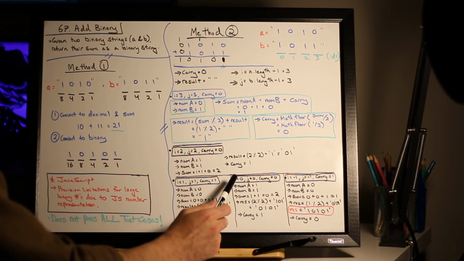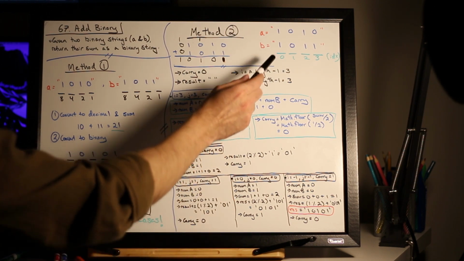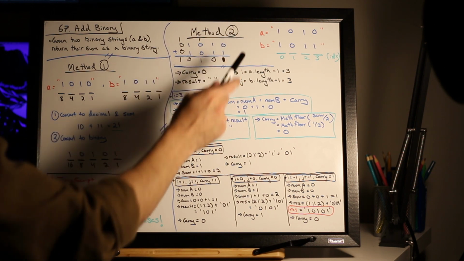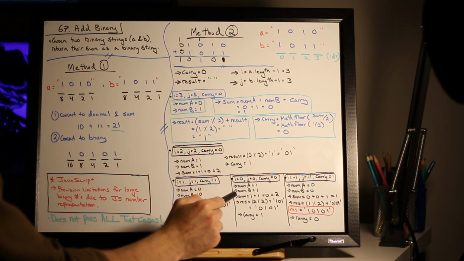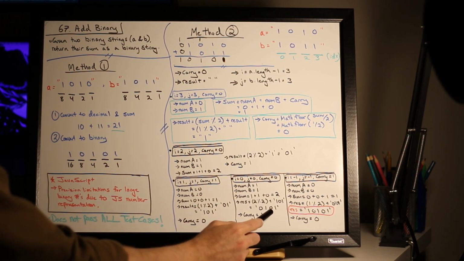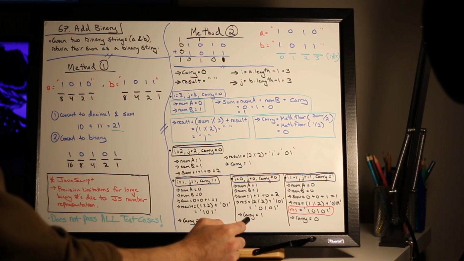Next position, we decrement, so we're at i equals 0, j equals 0, and our carryover is 0. The positions at those indices are 1 for both num A and num B. We take the sum as 1 plus 1 plus 0, because the carryover is 0. That's equal to 2. Our result is now 0, 1, 0, 1, and our carryover is 1.